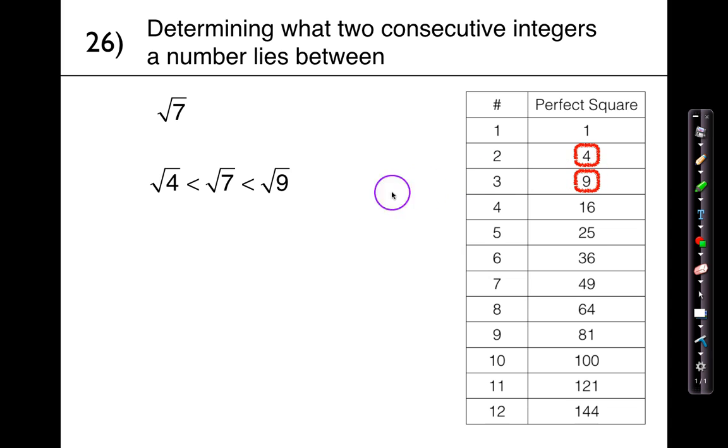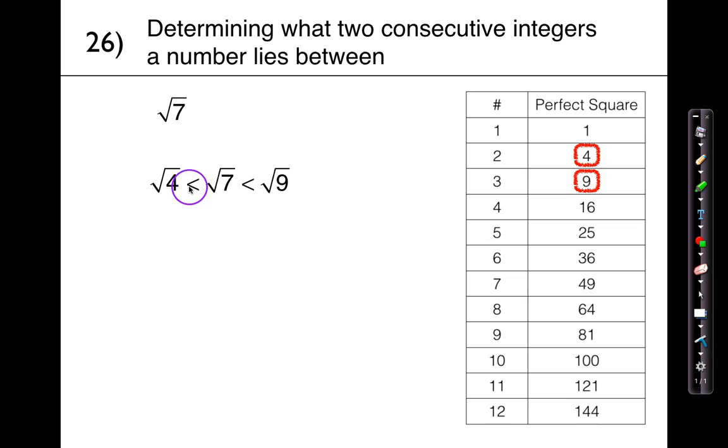So here, I'm going to go ahead and say it's going to be between the square root of 4 and the square root of 9. And this is how we would annotate it. It just basically means the square root of 4 is less than the square root of 7, but the square root of 7 is less than the square root of 9.